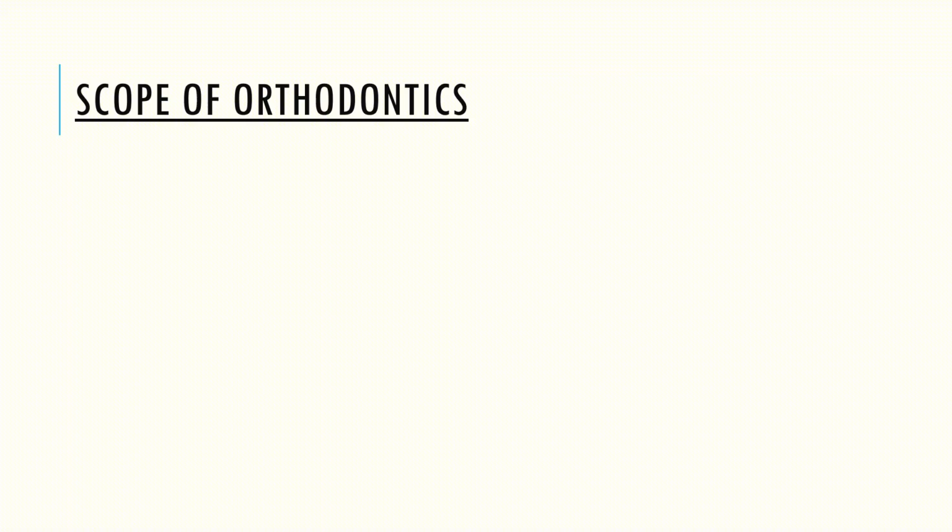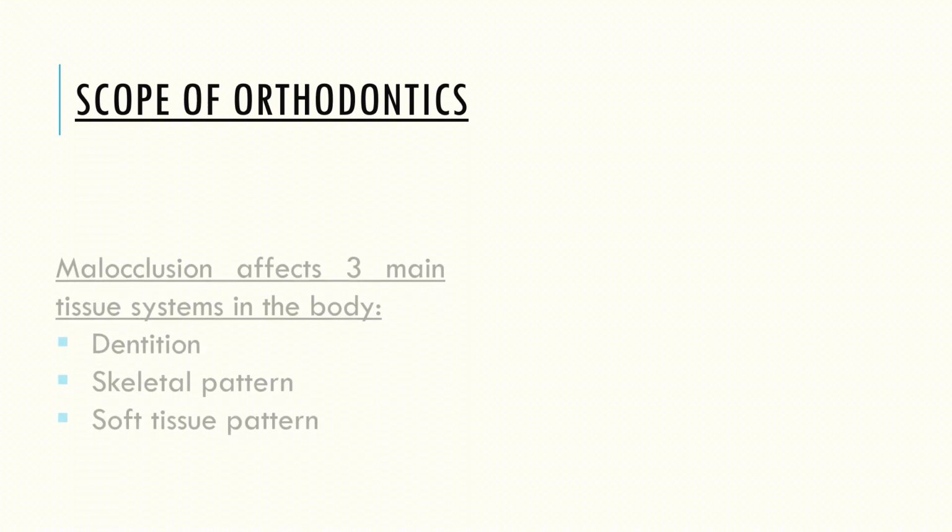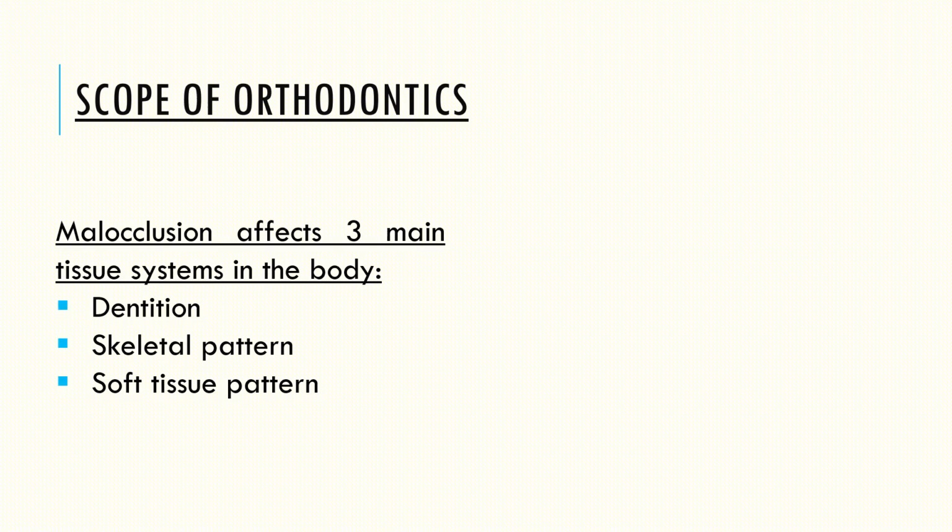Scope of orthodontics. Scope means an opportunity to change something. Malocclusion affects three main tissue systems in the body. First is the dentition, second is the skeletal pattern, and third is the soft tissue pattern. Dentition means teeth, skeletal pattern means the jaws, that is the maxilla and the mandible, and the soft tissue pattern, in this case, is the intraoral and extraoral orofacial musculature.